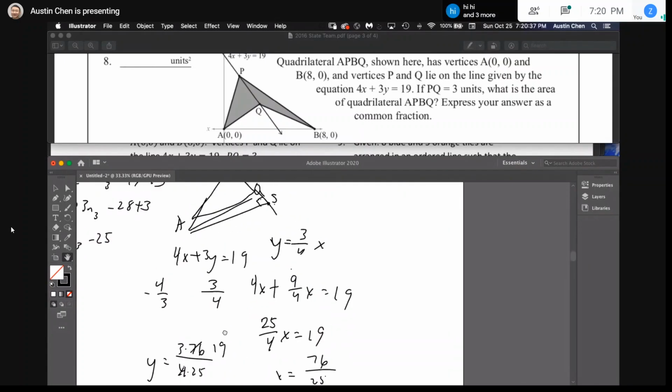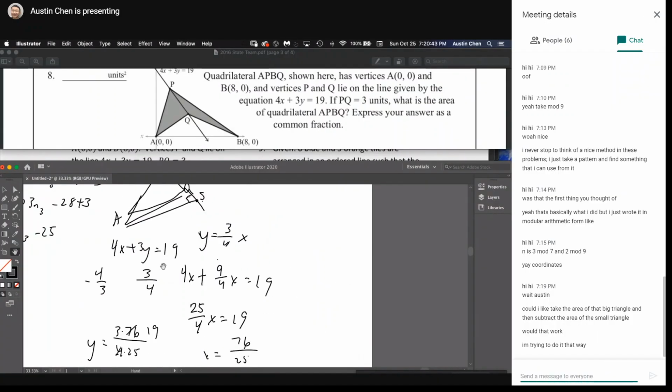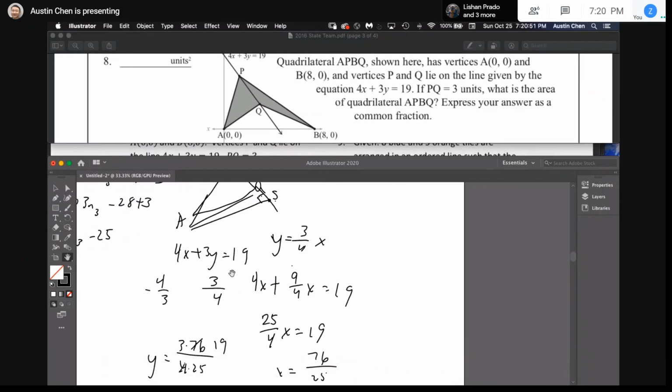Hey Austin. Oh yeah, 1001 is asking, can he find the area by finding the area of a big triangle and subtracting a small triangle? I would say no, because it's not given. P and Q can be anywhere, so it's really not feasible. It's better to work with the given that PQ is 3 units.